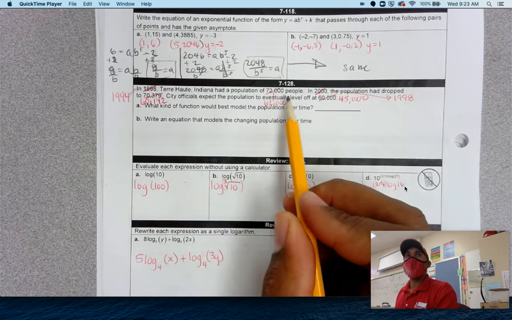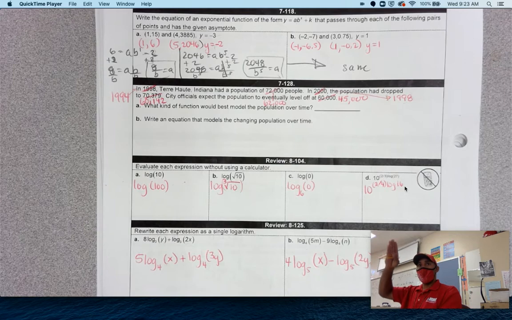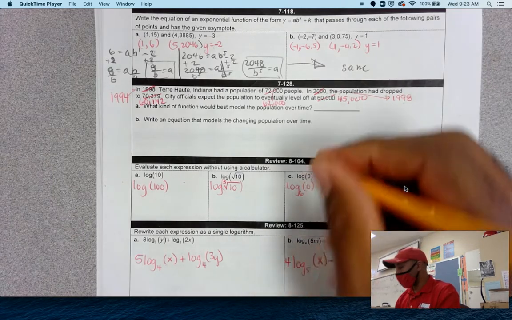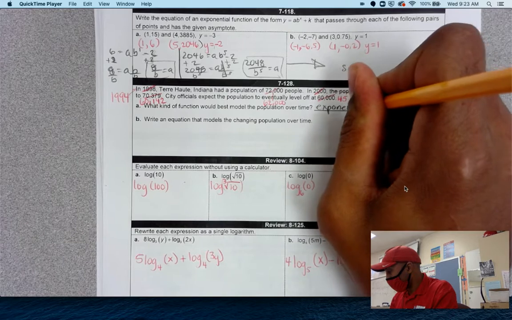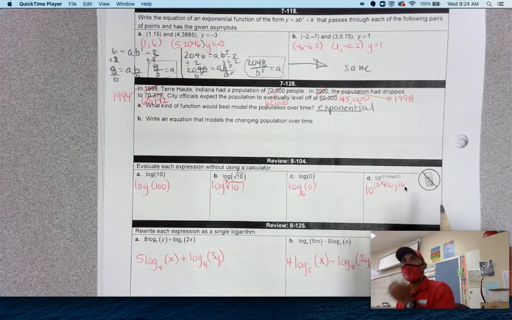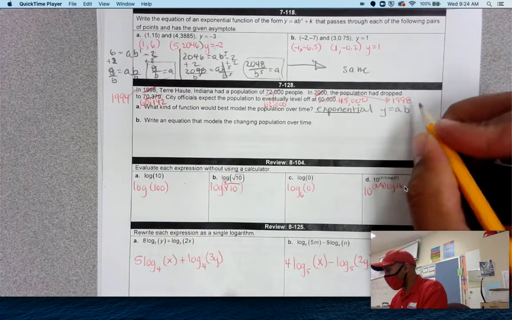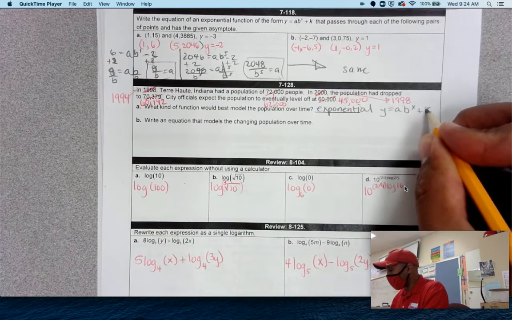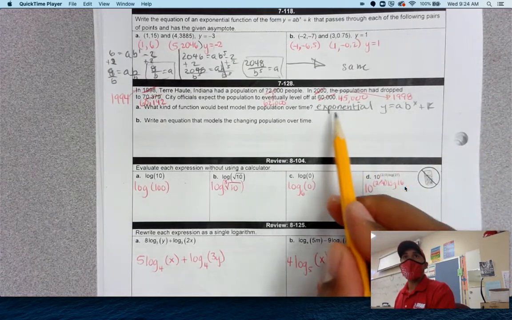All right. So first of all, the question is, what kind of function would best model the population over time? Well, if something is going to level off, it's not going to just continue to decrease linearly. It's going to level off. Anytime you hear that kind of wording, you know this is an exponential situation. I mean, all these problems we're doing are exponential anyways. So we know that, which means we're going to be using this equation: a times b to the x plus k.